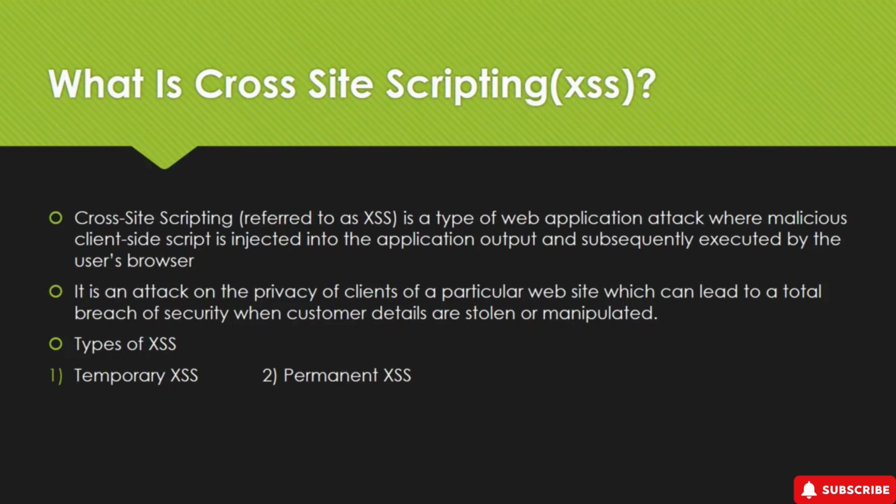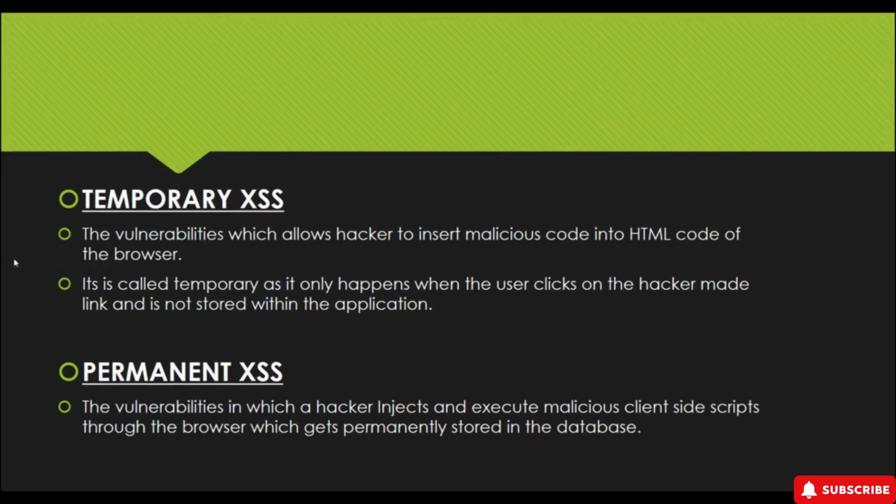Primarily, there are two types of XSS. One is temporary XSS and another is permanent XSS. So what is temporary XSS? The vulnerabilities which allow a hacker to insert malicious code into the HTML code of the browser. It is called temporary as it only happens when the user clicks on the hacker-made link and it is not stored within the application. And what about permanent XSS? Those vulnerabilities in which a hacker injects and executes malicious client-side script through the browser which gets permanently stored in the database. Those vulnerabilities are referred to as permanent XSS.